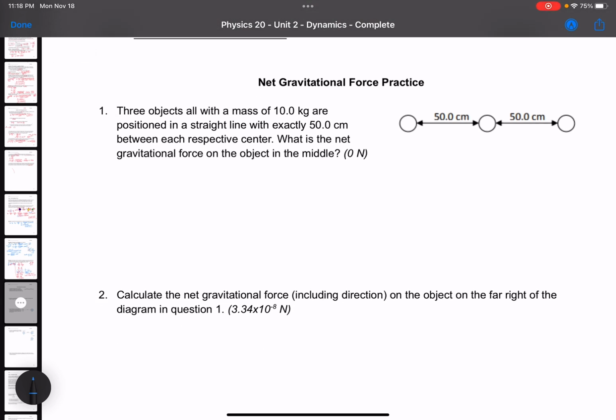All right, so this brings us to our net gravitational force practice. As always, please pause the video, give these a try yourself, and if you're stuck, then you've come to the right place. So question number 1: 3 objects all have a mass of 10 kilograms and they're positioned in a straight line exactly 50 centimeters between each respective center. And you're looking for the net gravitational force on the object in the middle. You'll see that the answer is 0 newtons.